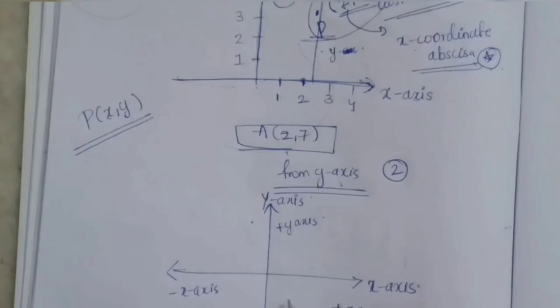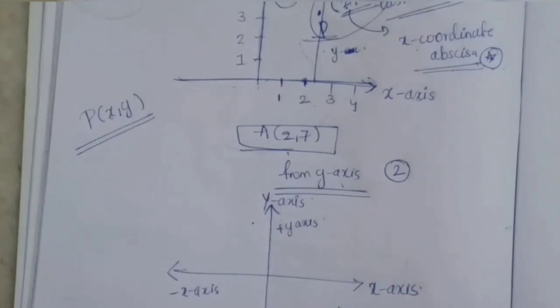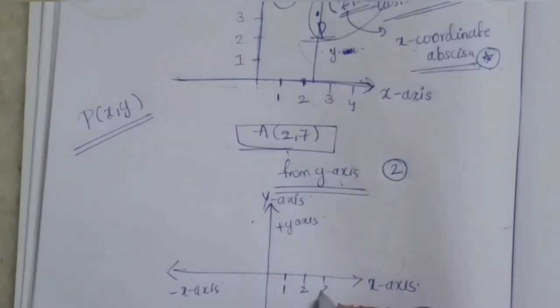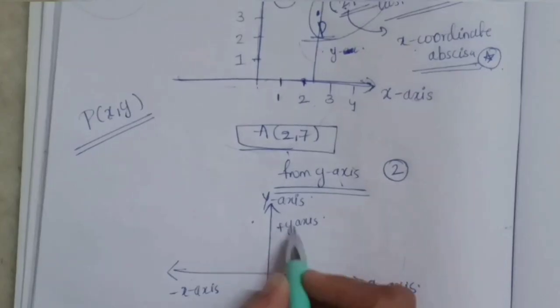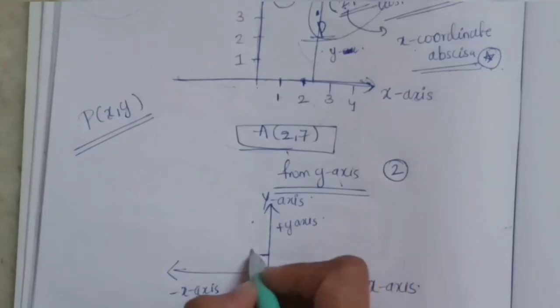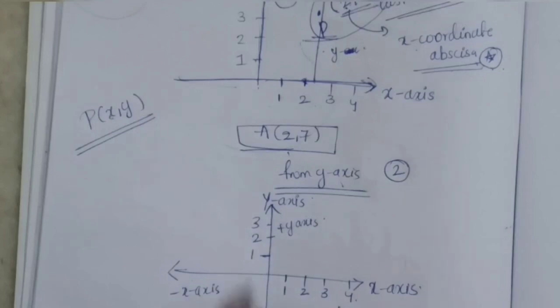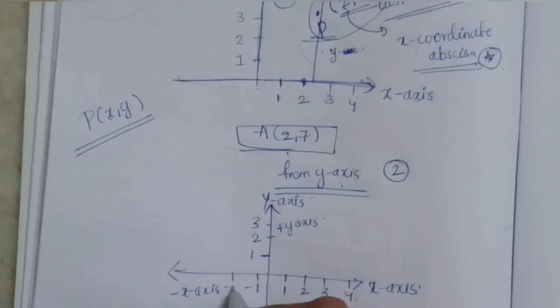So we should locate the numbers on it. On the positive x-axis, the numbers are positive: positive 1, 2, 3, 4 and so on. On the positive y-axis, positive 1, 2, 3 and so on.